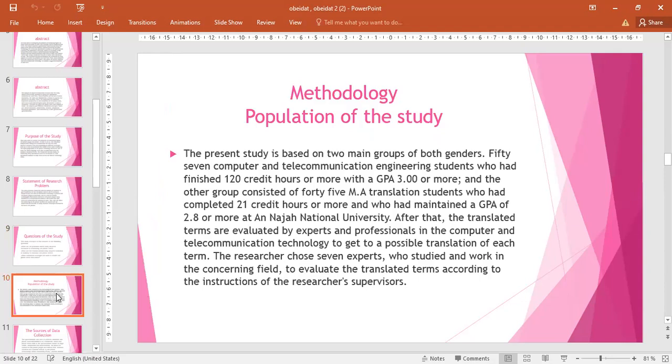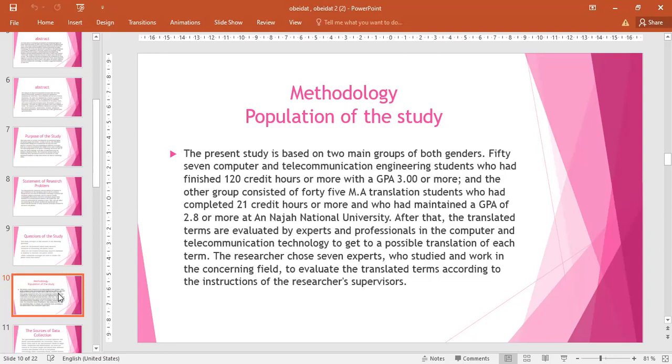Methodology, population of the study. The present study is based on two main groups of both genders: 57 computer and telecommunication engineering students who had finished 120 credit hours or more with a grade point average of 3.00 or more, and the other group consisted of 45 MA translation students who had completed 21 credit hours or more and who had maintained a grade point average of 2.8 or more at An-Najah National University.